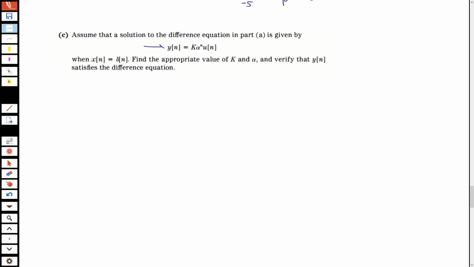Now the next part says, assume that a solution to the difference equation in part A is given by this form. Okay, so this is an assumption that we are going ahead with. And when input x[n] is delta[n], what is delta[n]?